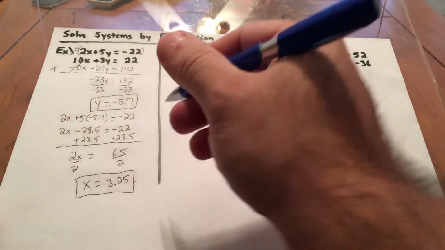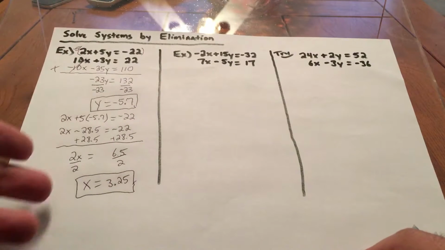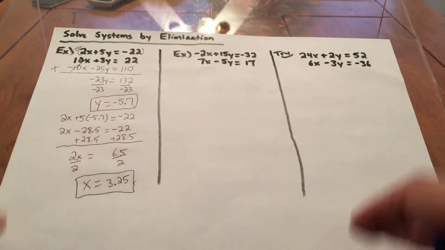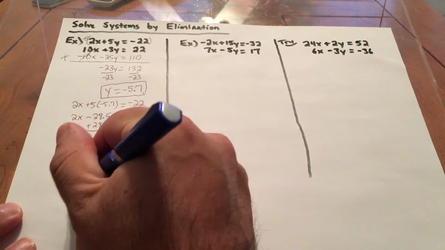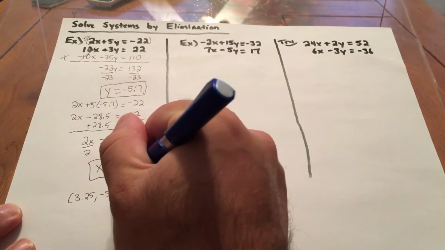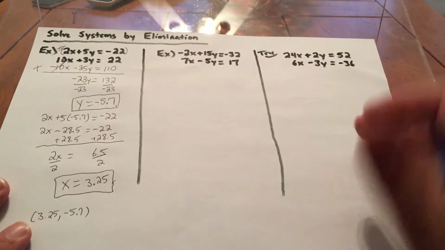All right. So it's about the same amount of work with each method, but I think this method is a little more intuitive, a little bit easier to get your head around. And as always, if you want to write it as a coordinate, you put the x one first. So it's going to be 3.25 and then negative 5.7. All right, let me run through the next one with you.